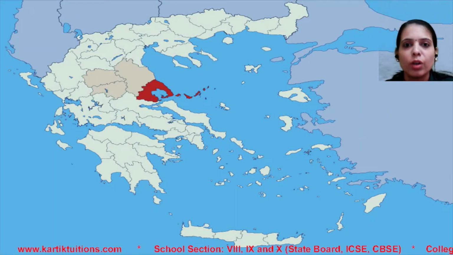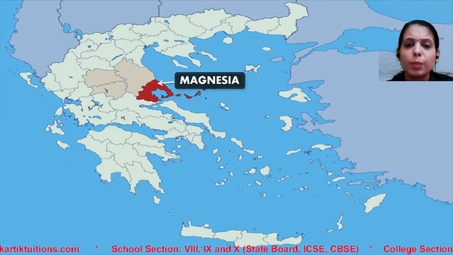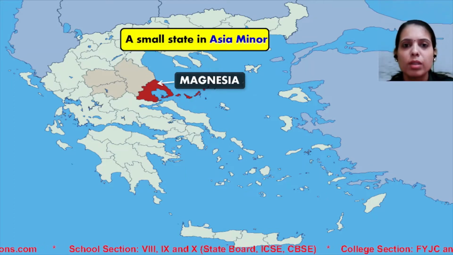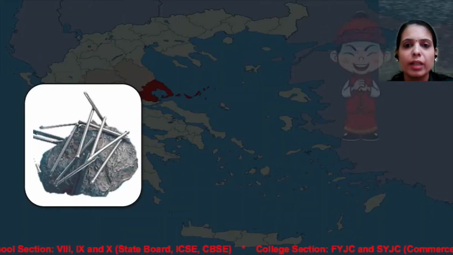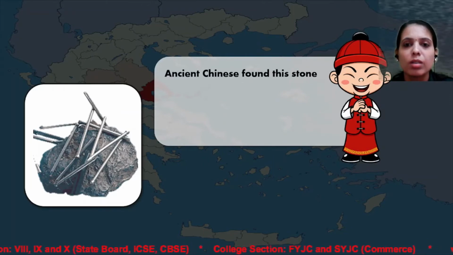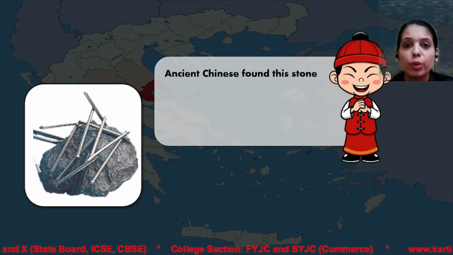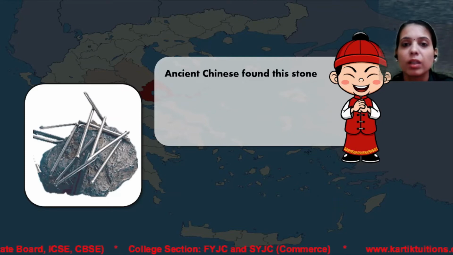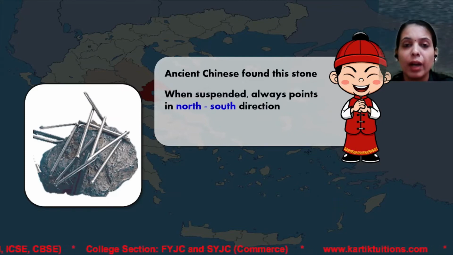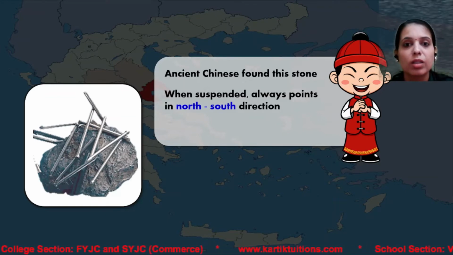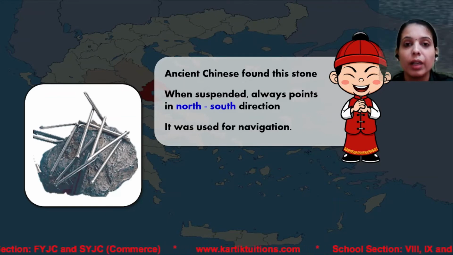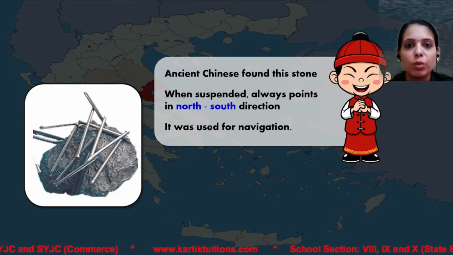Going back to the history of the magnet. At a place called Magnesia, which is a small state in Asia Minor, that's Greece, a Chinese invader came across a stone which was showing the attraction property towards iron objects. And also when this stone was suspended freely, it always pointed in the north-south direction. Later on, this stone came to be used for navigation purposes. And that's how the magnet was discovered.